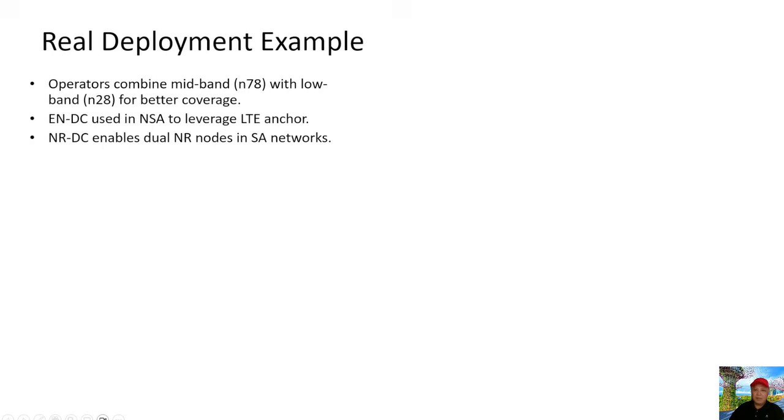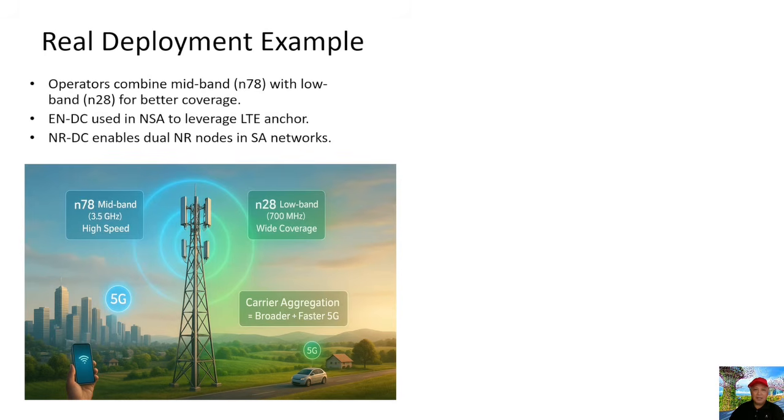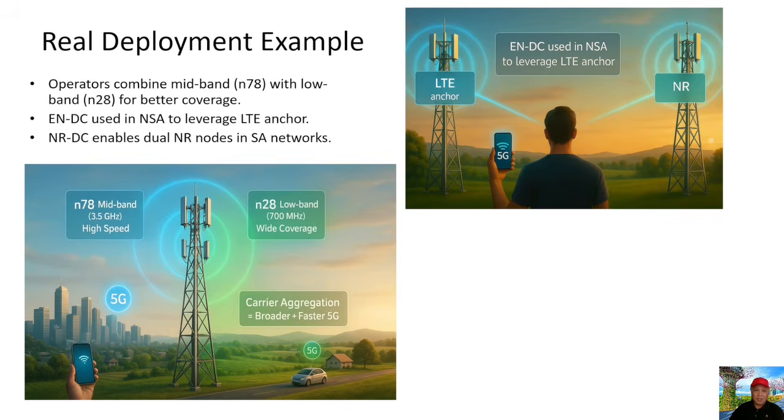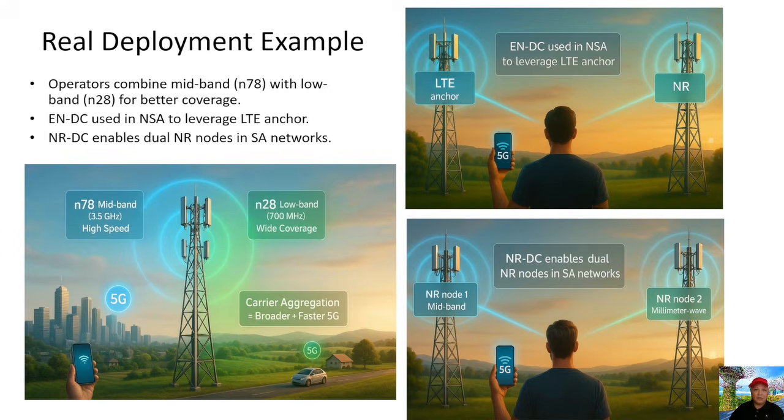Operators often combine middle-band and low-band carriers such as N78 and N28 to balance capacity and coverage. EN-DC is widely used in non-standalone deployments, leveraging LTE as an anchor. New Radio DC, meanwhile, supports dual New Radio nodes to further enhance standalone 5G performance.